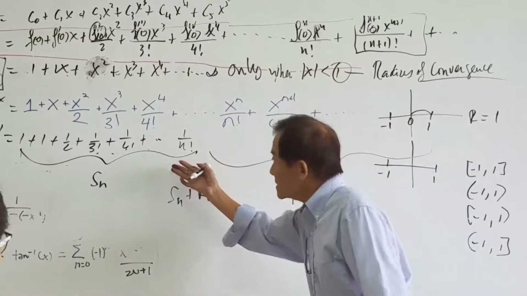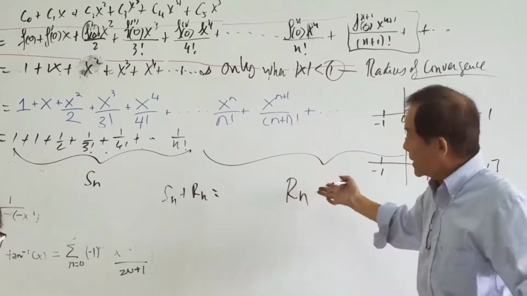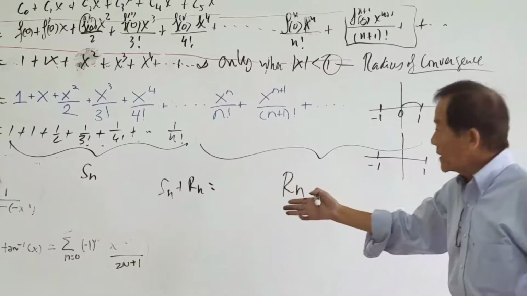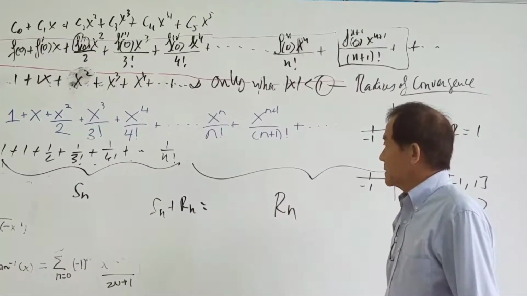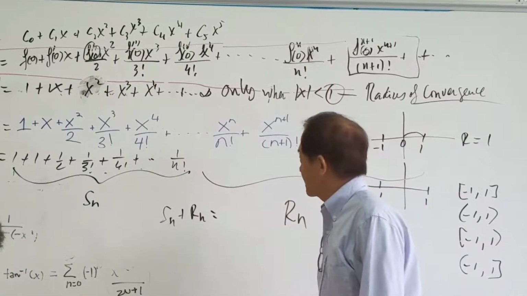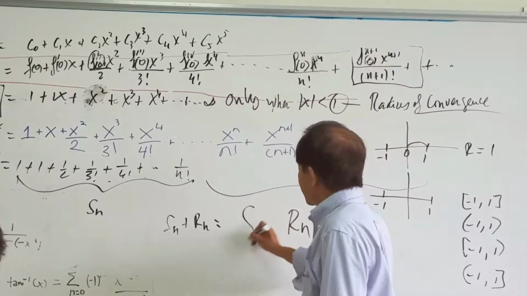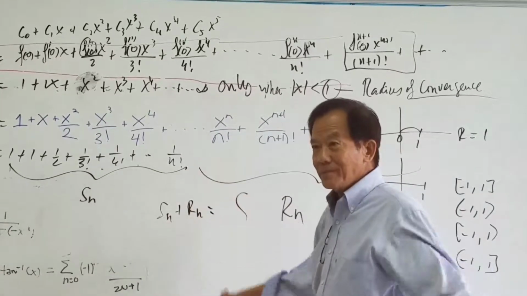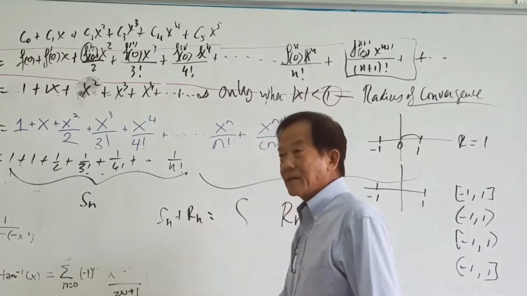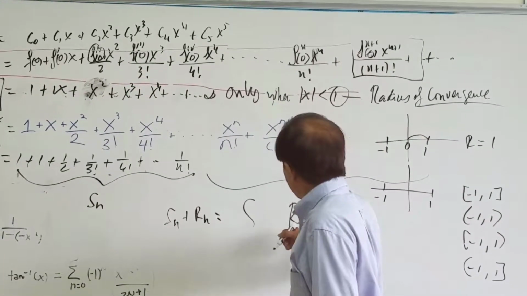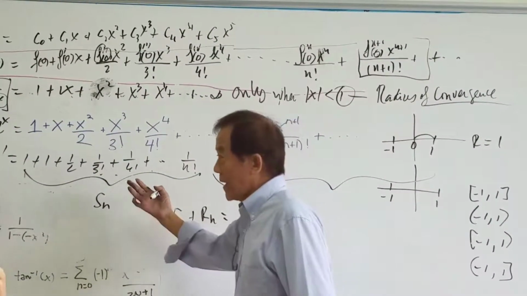In this case, just play with the notation. Play the notation S here. Just S, S the whole sum. The whole sum. This is the partial sum, n terms, and this is the remainder. Okay. And okay, the maximum error.